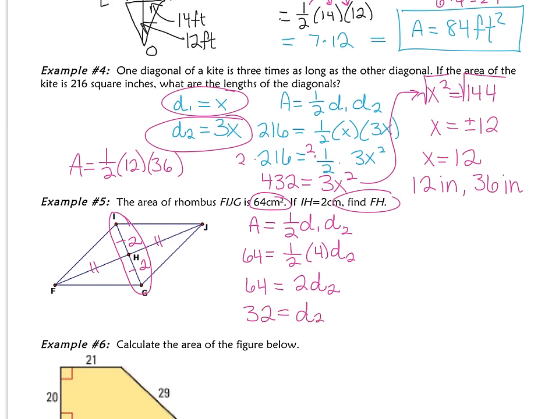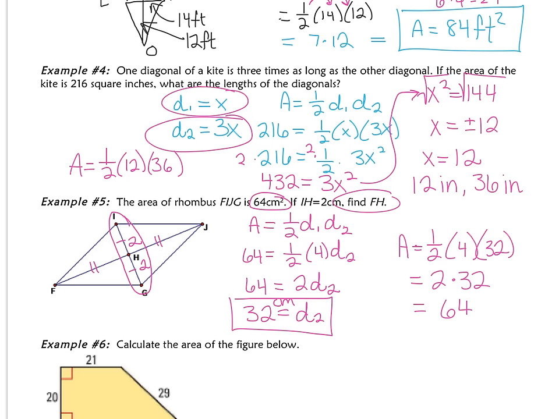Again, just to make sure, because I'm paranoid, I'm going to do 1/2 times 4 times 32 and see what I get. I should get 64 if I did this correctly. Half of 4 is 2, times 32 does give me that area that they gave me, which was 64. So diagonal 2 is 32, and then I forgot my units. Don't do that. Always remember them.